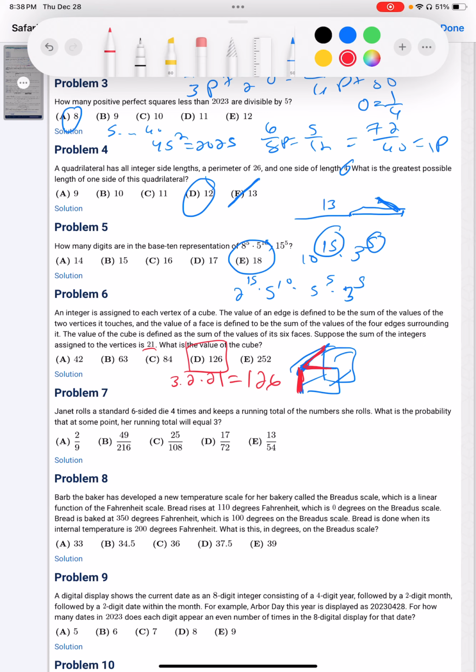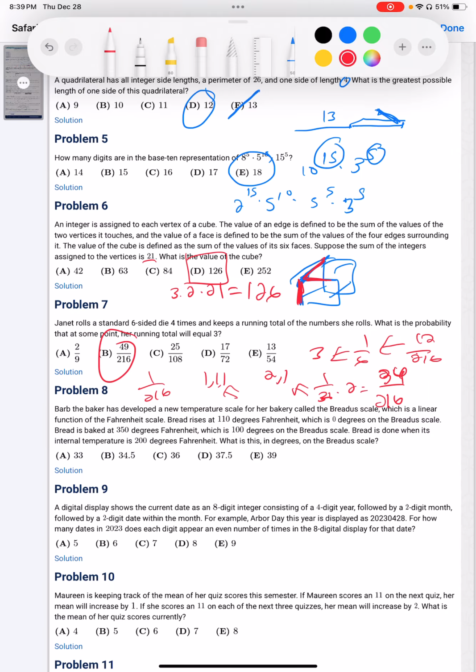So standard 6 dice 4 times. Here we have 1, 1, 1. We have 2, 1. We also just have a 3, so that's just a 1/6. That's a 1. So 36. So it's going to be this 216. 1 over 216 is got to be that. So it's going to be 12. So 12 is 1 is 49. Got to be B.